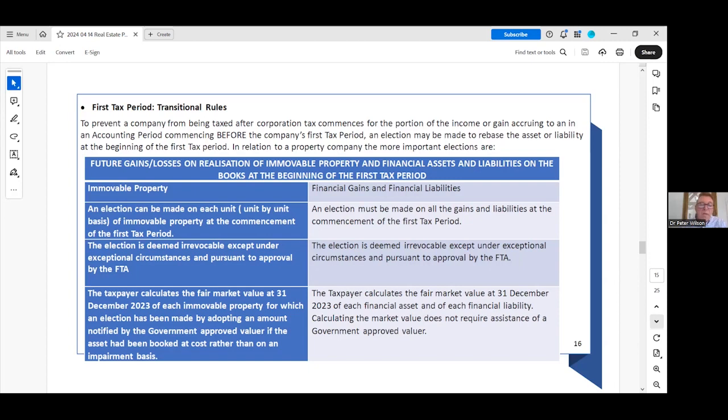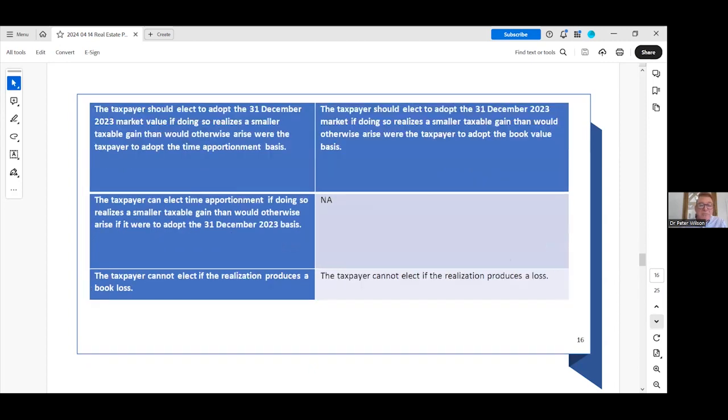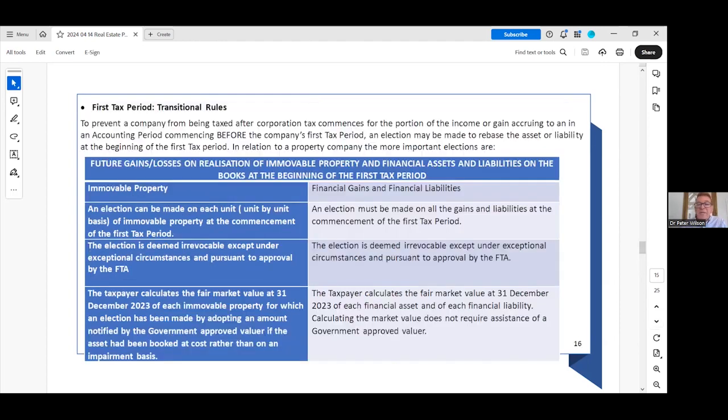of immovable property. But the point that really needs to be borne in mind here is that for units of immovable property, it's not an election once and for all properties. It's done on a property by property basis, which is different in relation to financial gains and liabilities.